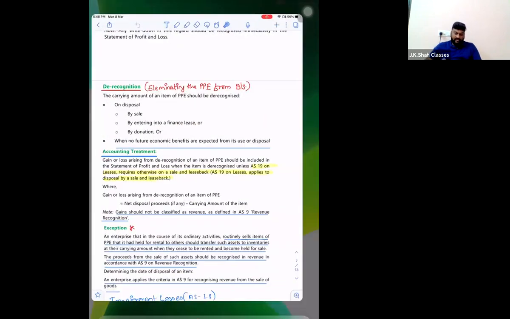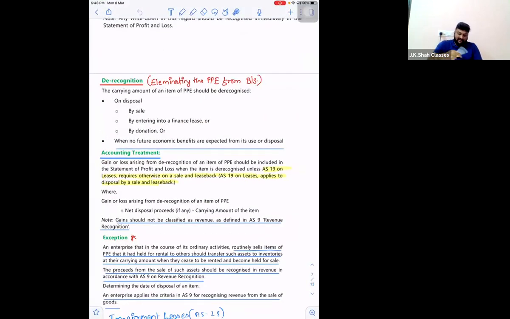When we were doing the AS10 topic, we saw that derecognition means the asset is eliminated from the balance sheet, either in the form of sale, by entering into a finance lease, or by donation, right? The accounting treatment was that the gain or loss arising on the sale of the asset should be recognized in P&L, unless AS19 on leases requires otherwise on a sale and leaseback transaction. So for a sale and leaseback transaction, the profit and loss is not directly recorded in the P&L account as shown by AS10.